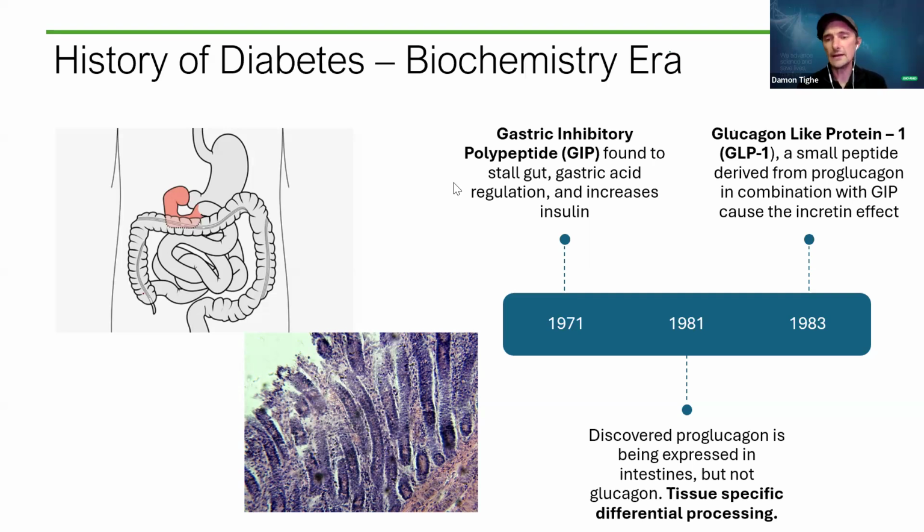Then in 1981, people start realizing they can find proglucagon being expressed in the intestines, which didn't make sense at first. But it's not glucagon yet. There's tissue-specific differential processing in the gut that takes this proglucagon and turns it into GIP and GLP-1. In 1983 we actually find GLP-1, which is ultimately what's going to become semaglutide in the long run. It's a small peptide derived from proglucagon, and in combination with GIP it causes this incretin effect.